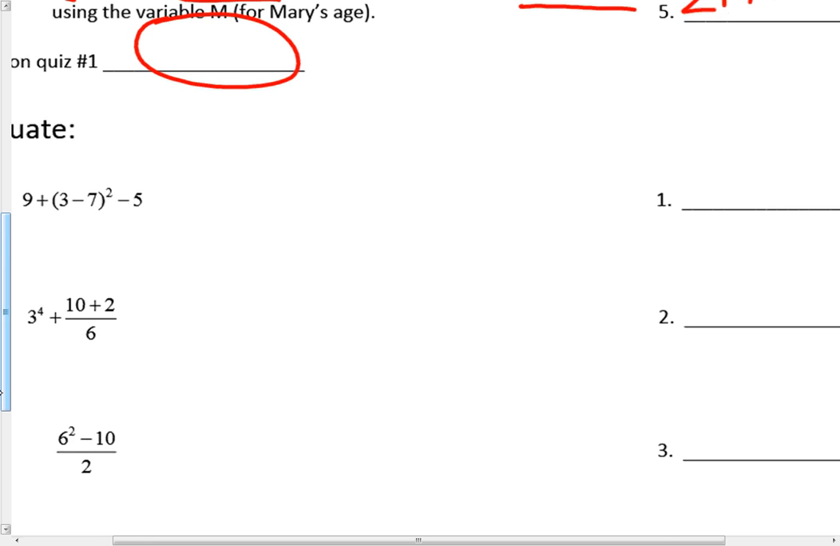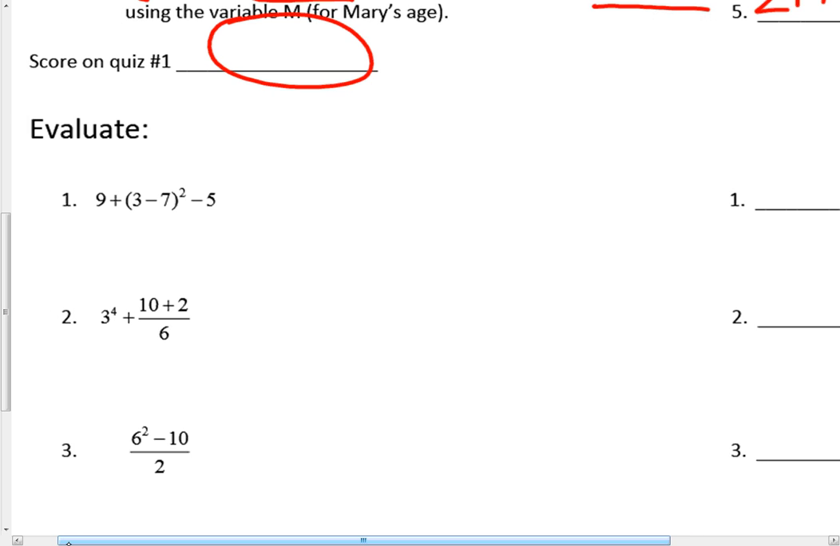Evaluation. Everybody seemed to get something right in this section, but they made little mistakes. You know order of operations, but you didn't follow it. Raise your hand. Tell me what I should do first for number 1.